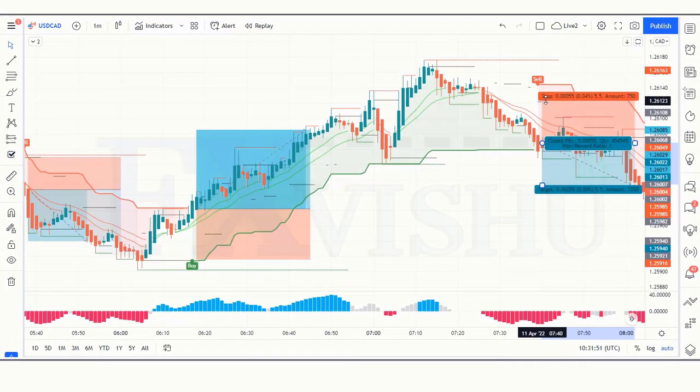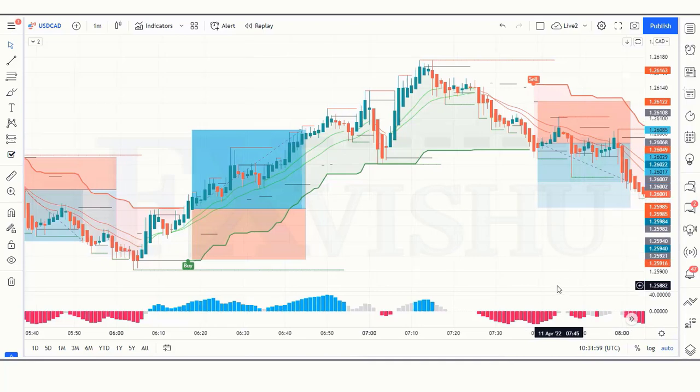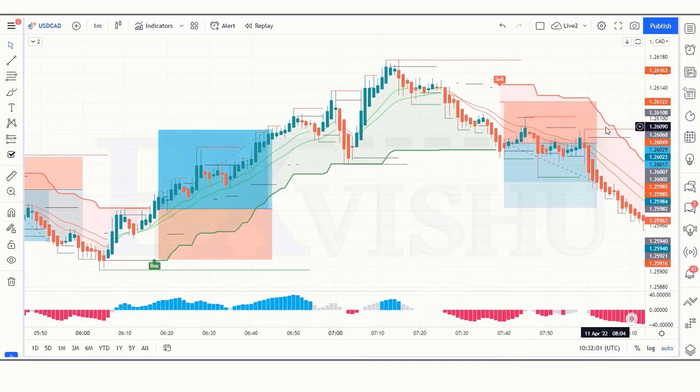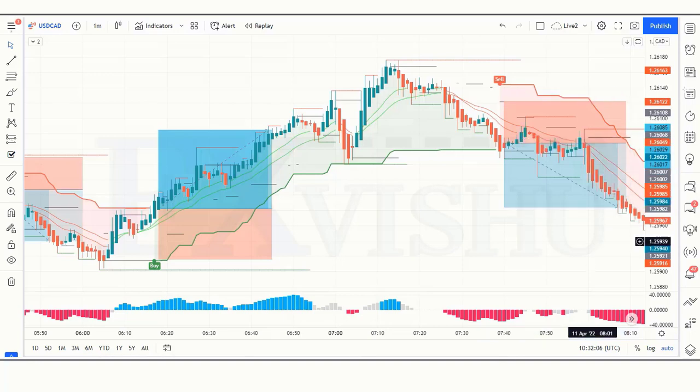Our stop loss will be placed at the market last high black line. And the risk to reward ratio will be 1:1.5. We have won the trade. I hope you must have liked this trading strategy.